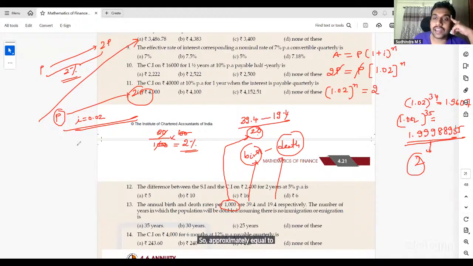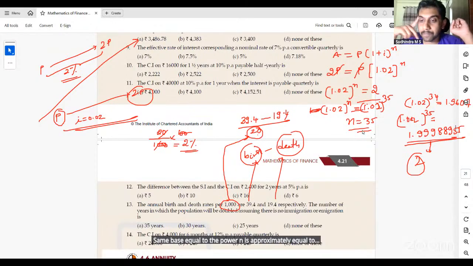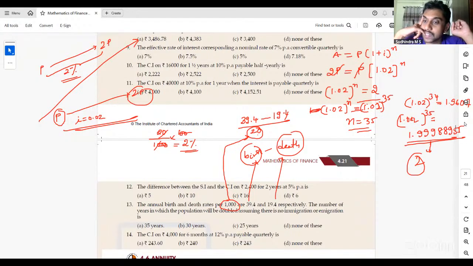So can I tell 1.02 to the power n is approximately equal to 1.02 to the power 35? Same base, so n is approximately equal to 35 years. Is that clear, everyone? Yes, can we complete this?